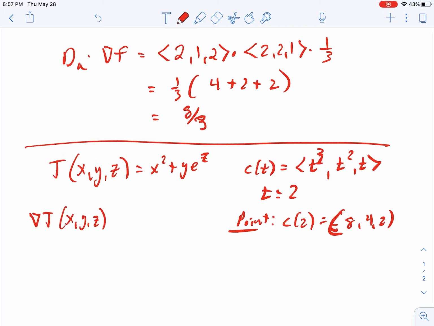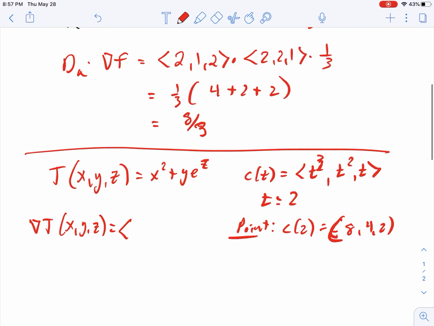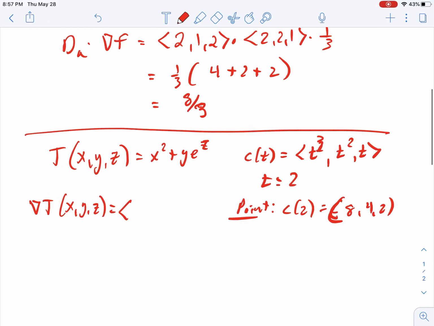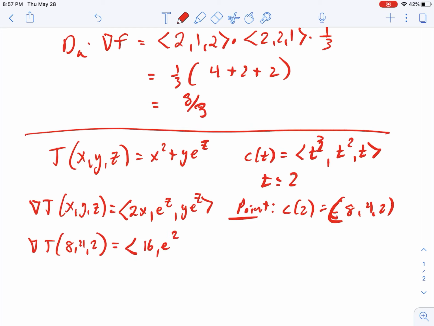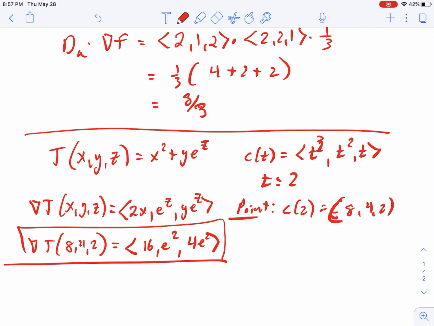So therefore, find the gradient of f of x, y, z. Again, having the same thing here, I'll just redo it here. I have 2x, e to the z, and then y e to the z. Now the point I'll be using would be 8, 4, 2. So in this case, it would be 16, e to the 2, 4 e to the 2.